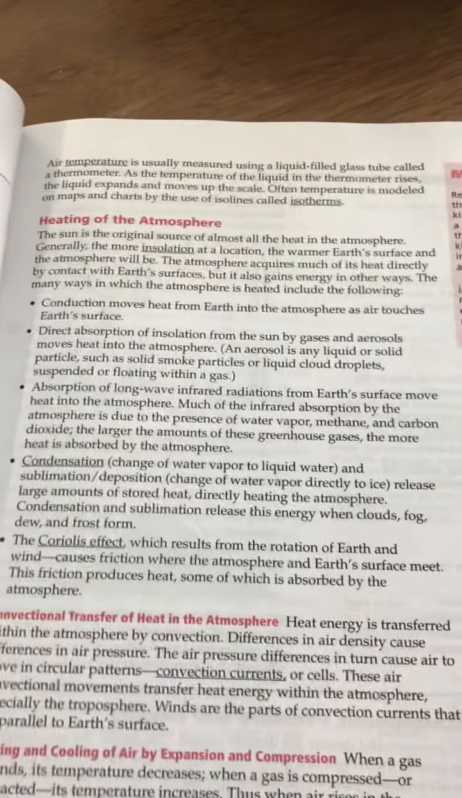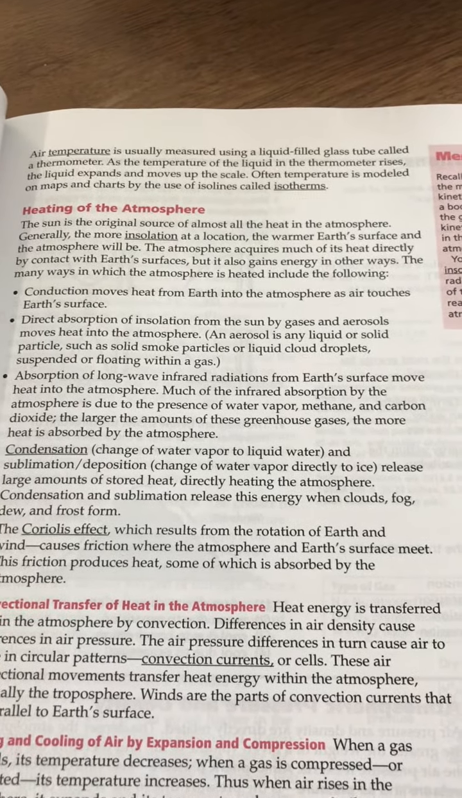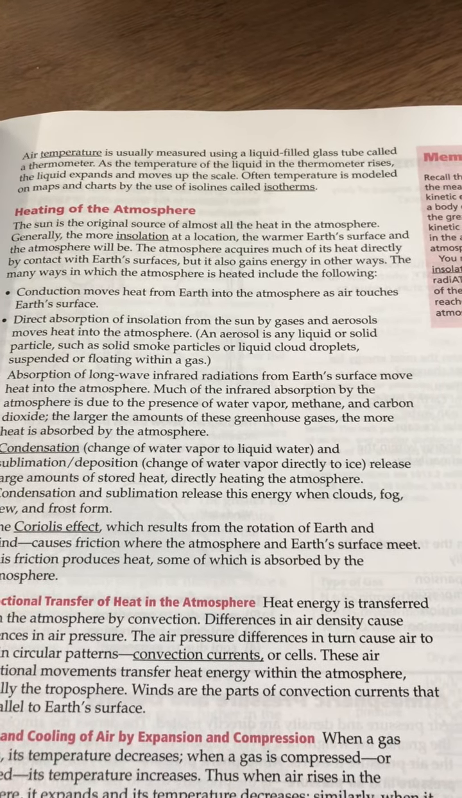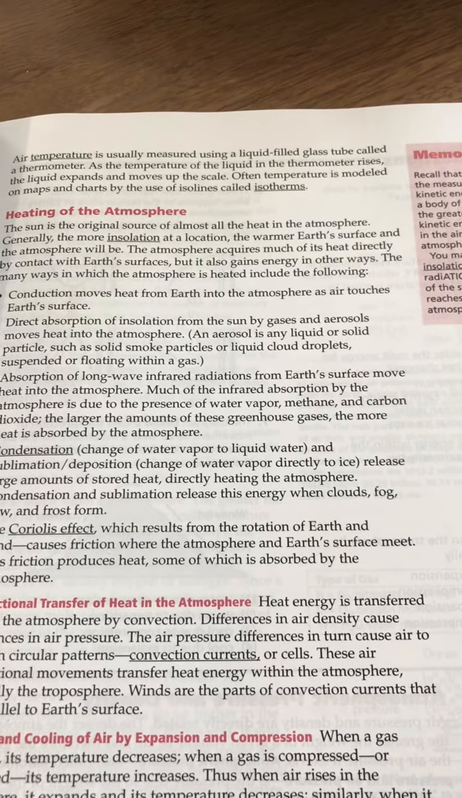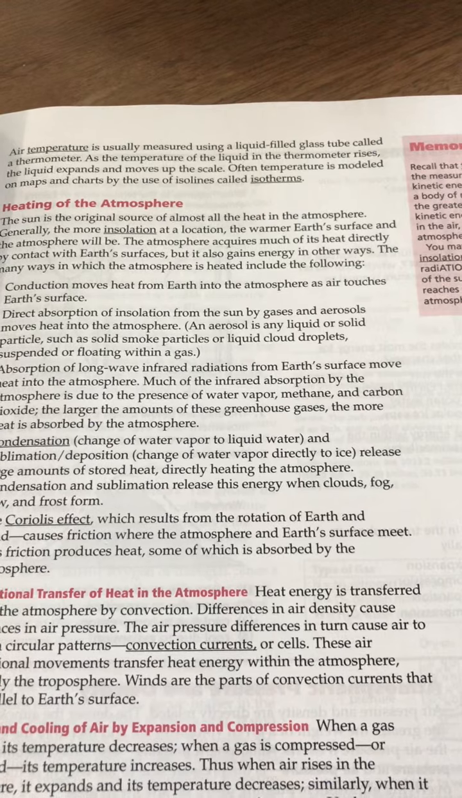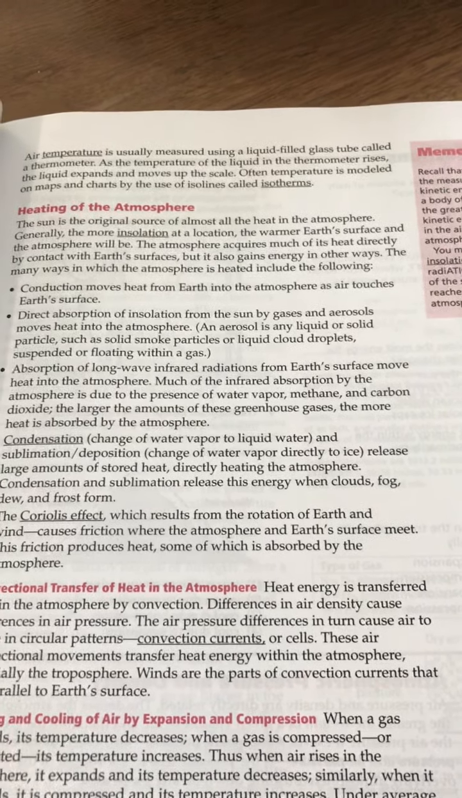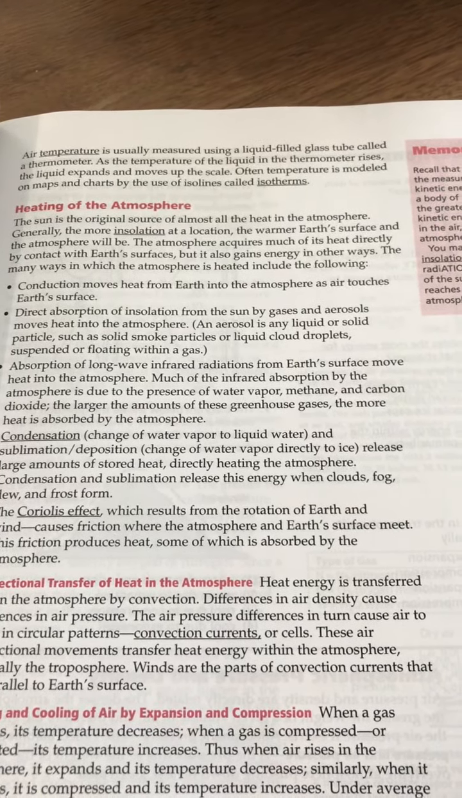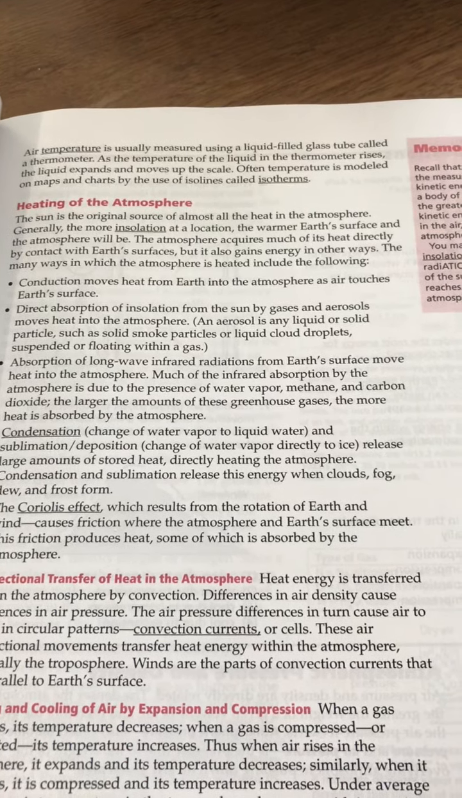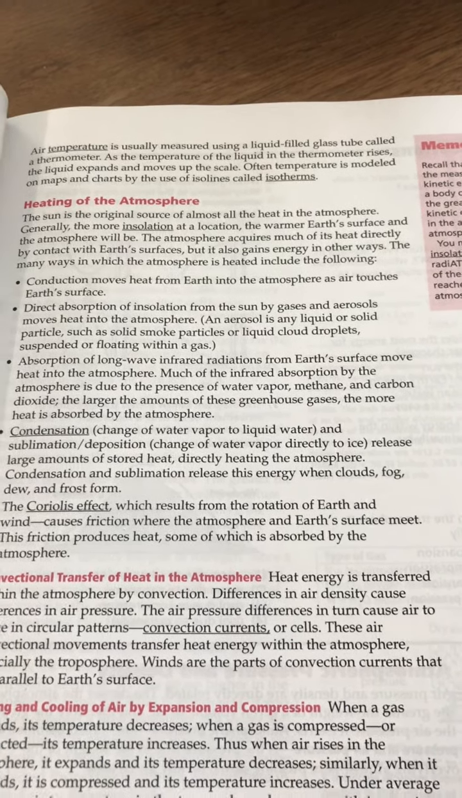Air temperature is usually measured using a liquid-filled glass tube called a thermometer. As the temperature of the liquid in the thermometer rises, the liquid expands and moves up the scale. Often, temperature is modeled on maps and charts by the use of isolines called isotherms.